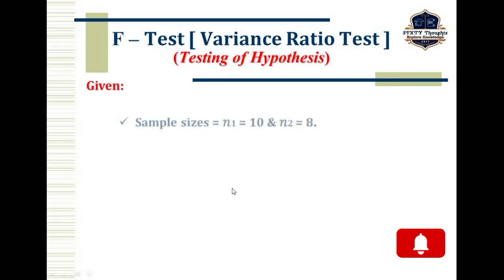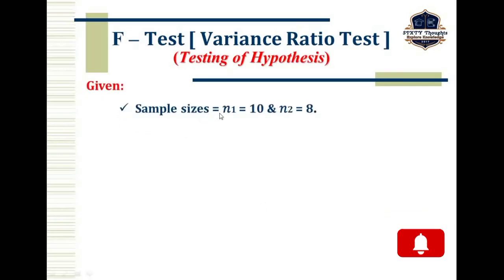So what is given? Sample sizes are given. We have two different sample sizes: one is 10 rats, another one is 8 rats. So we consider n1 equal to 10 and n2 equal to 8. And they also gave the sample data, that means diet A and diet B data. So using these two data sets, we are going to find the F value.